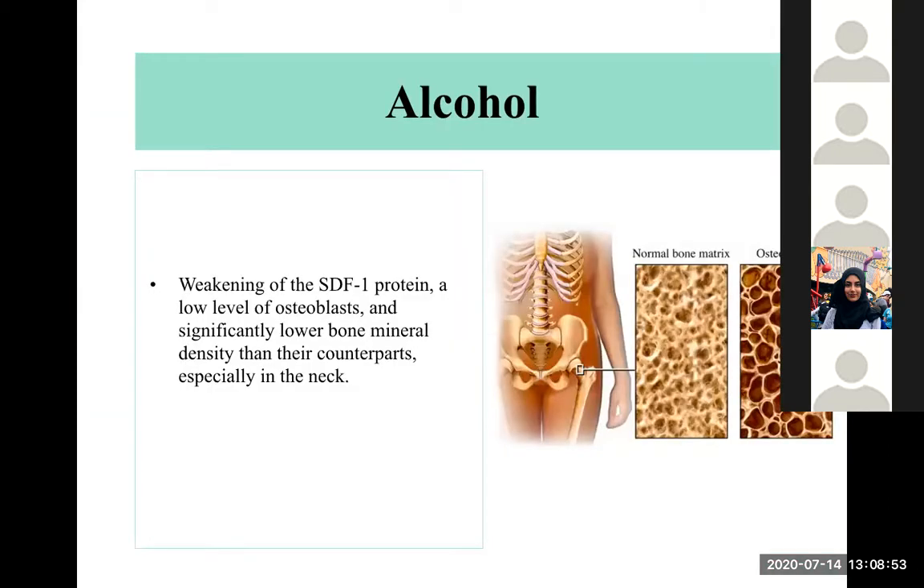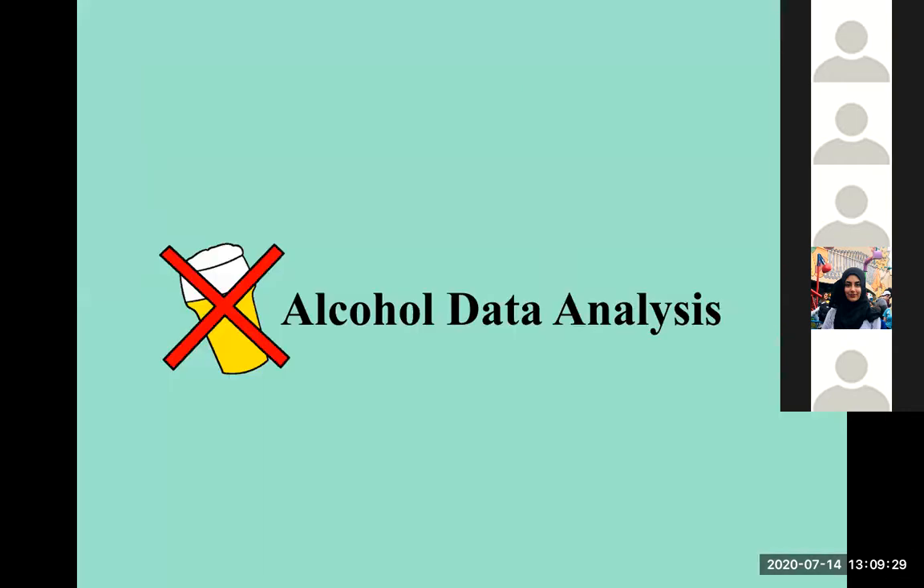So what kind of happens when a person drinks alcohol is there's an SDF1 protein that helps with bone growth, and alcohol actually weakens this protein and causes a low level of osteoblasts and significantly lower bone mineral density than the counterparts, especially in the growth of the neck. So you can kind of see in this illustration how a normal bone matrix should look. And then versus when you drink, the holes in the bones become a lot bigger, which is osteoporosis. And this causes brittle bones and them to be really weak, especially in your later years of life. So that was kind of it on alcohol.